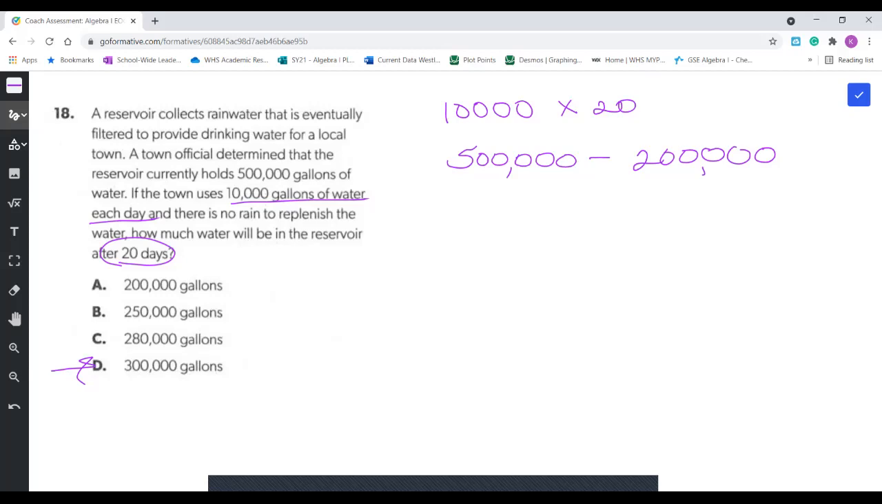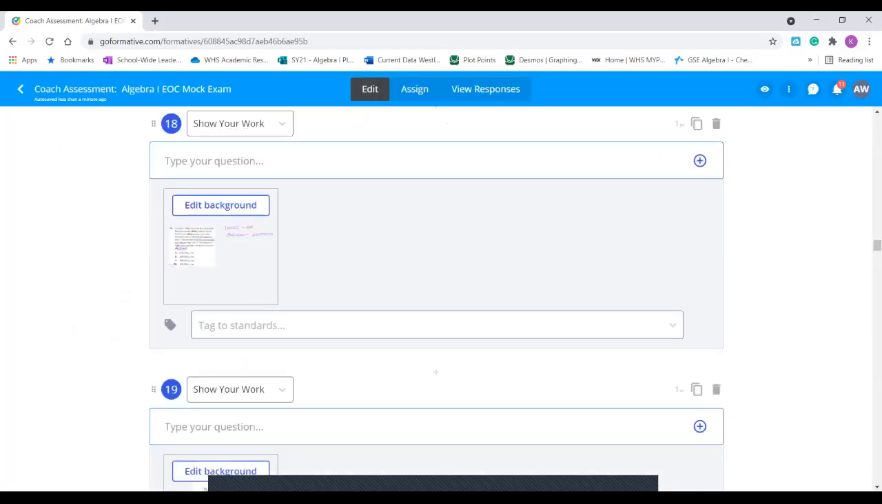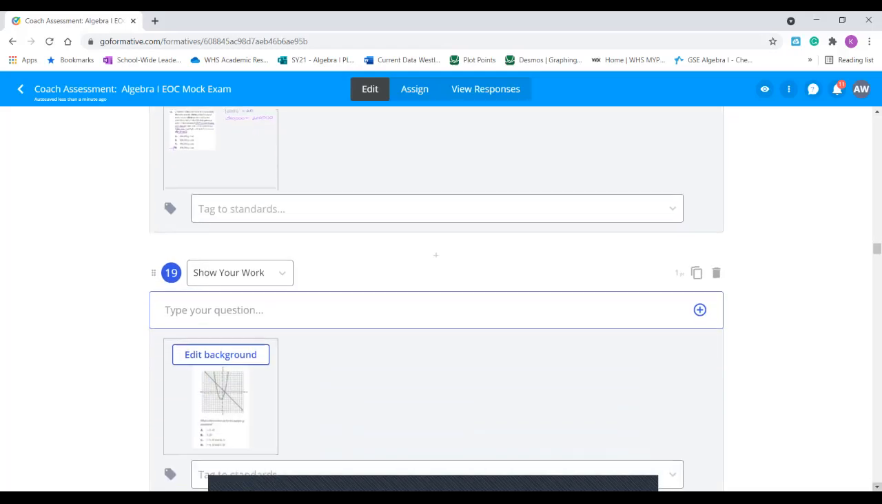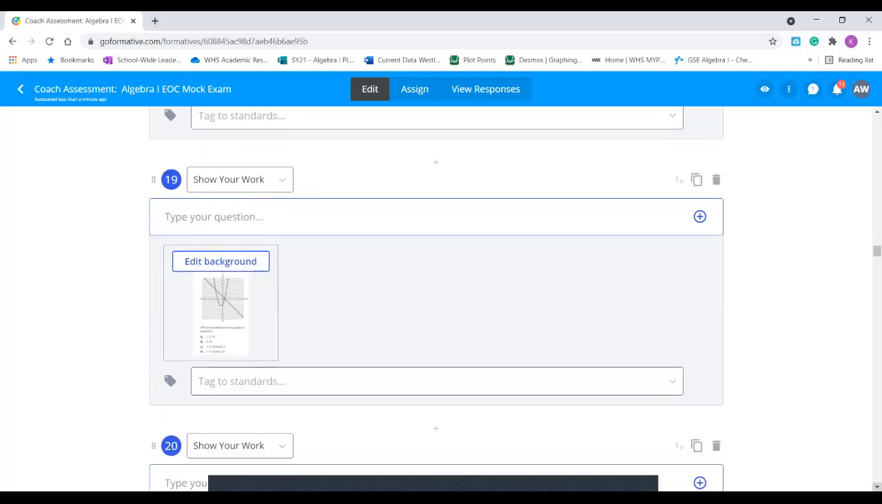Number 19. Trying to be halfway done before the bell rings. Maybe I'll do a part 1 and part 2, that's what I'll do.